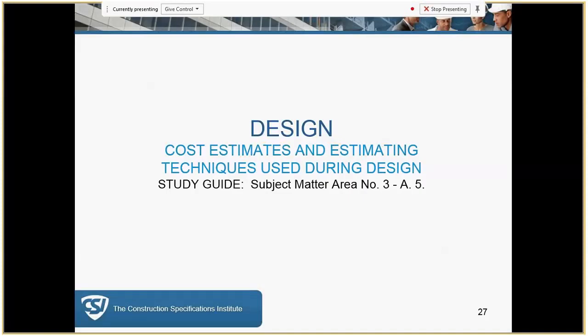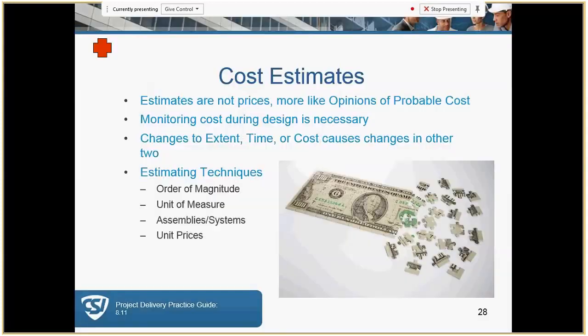We're going to talk about cost estimates and estimating. Cost estimates are not prices. It's an opinion of probable cost. It's a guideline. It's how we're going to monitor costs during design. And as we do that, we need to account for changes to the extent, time, and cost. And there are different techniques: the order of magnitude, unit of measure, assembly systems, and unit prices.